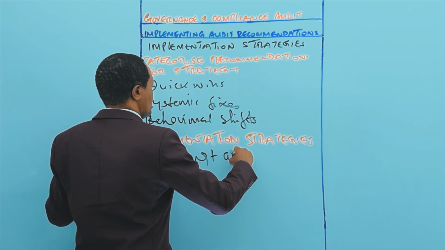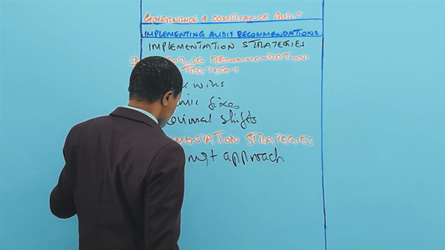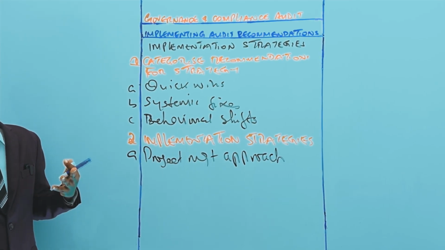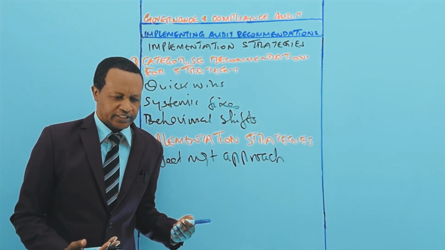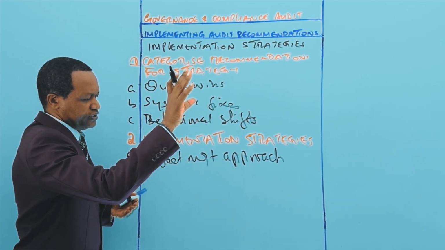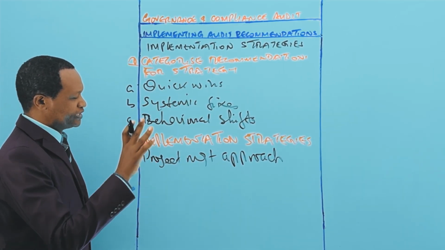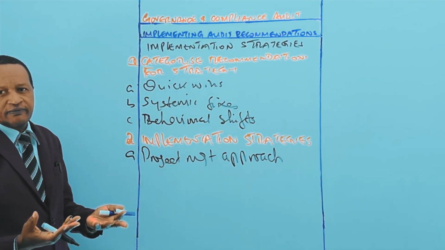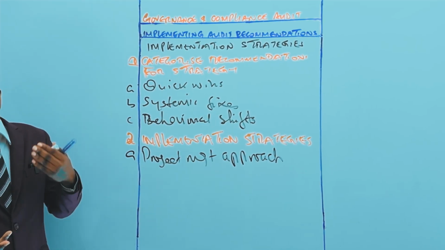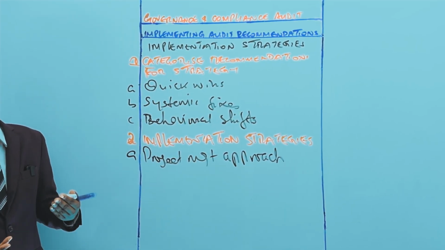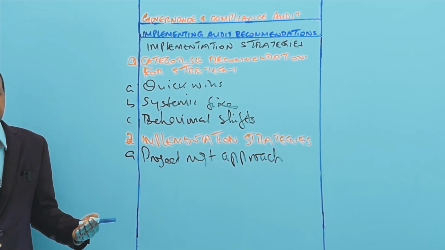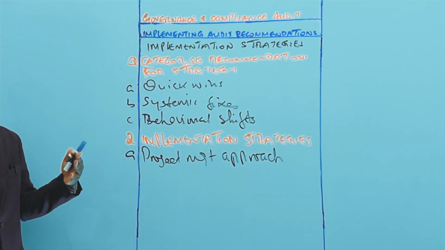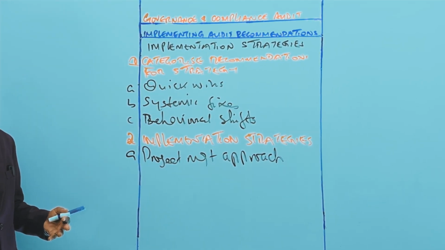The project management approach treats audit remediation like a formal project. If you have a recommendation that needs to be implemented, then you treat that recommendation the way you may treat a project. So you may have a project management office or a dedicated compliance task force that oversees all the recommendations. And it is best for large organizations with complex and cross-departmental findings.